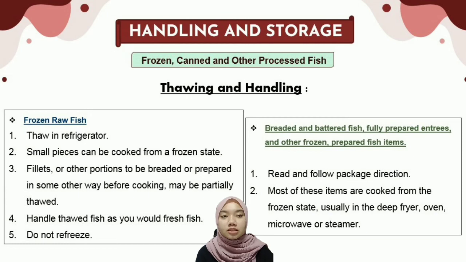Okay, the last point is thawing and handling. For frozen raw fish, first, thaw in the refrigerator. Second, small pieces can be cooked from a frozen state. Fillets or other portions to be breaded or prepared in some other way before cooking may be partially thawed. Handle thawed fish as you would fresh fish. Do not refreeze.